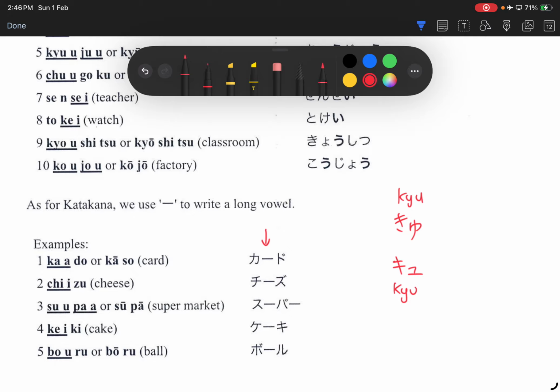Yeah, so I wanted to mention that today because the previous textbook doesn't have this section. This textbook has this one, so I just wanted to share it with you.